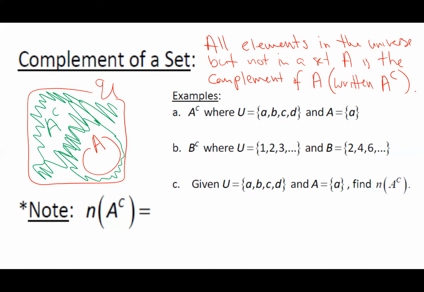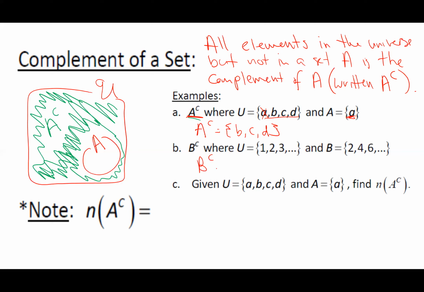Okay. So, some really great examples. Let's say I want to define what A complement was, and always read this as A complement. Don't read this as AC, read this as A complement. I define the universe to be the set A, B, C, D, and the set capital A to be A. So what is capital A complement? Well, what's everything that's in the universe that's not in A? Well, this thing is in A. So it's got to be in the universe, but not in A. So it's going to be the elements B, C, and D.